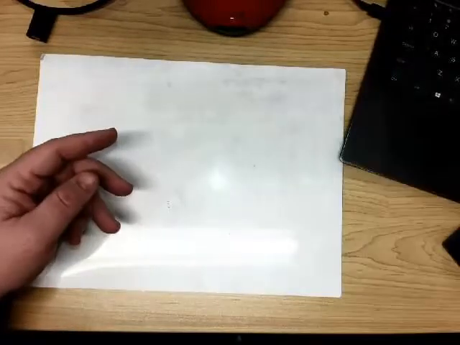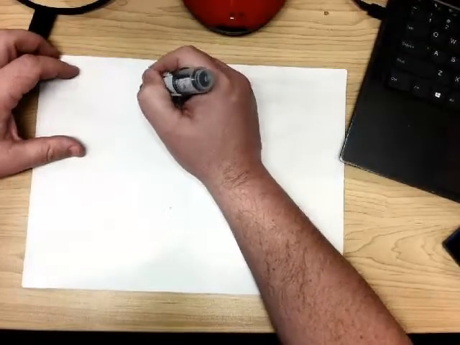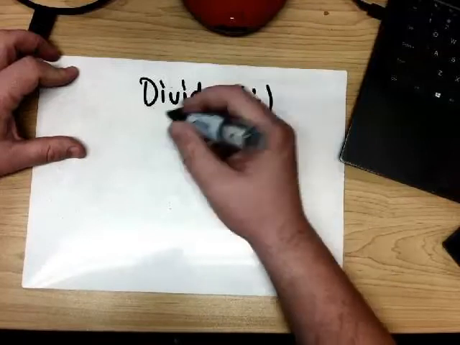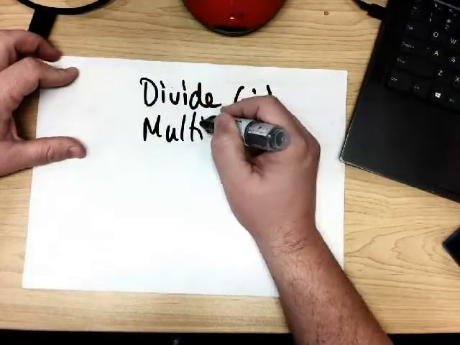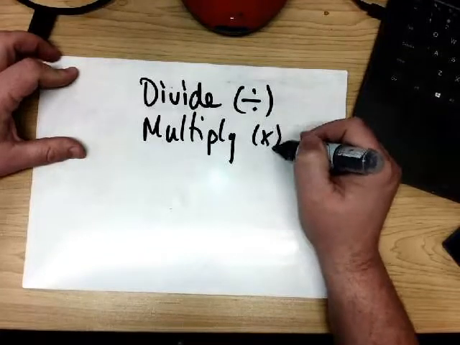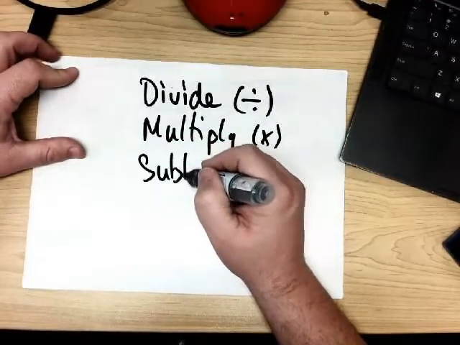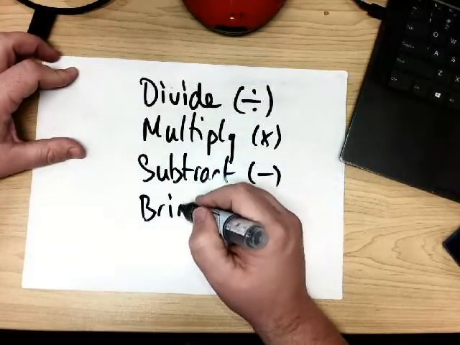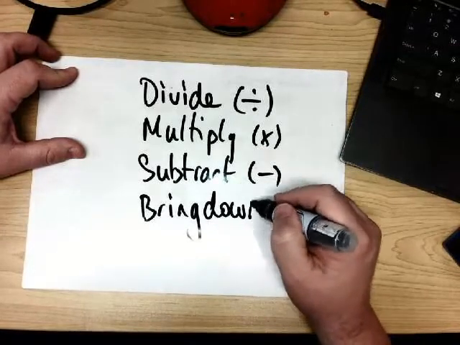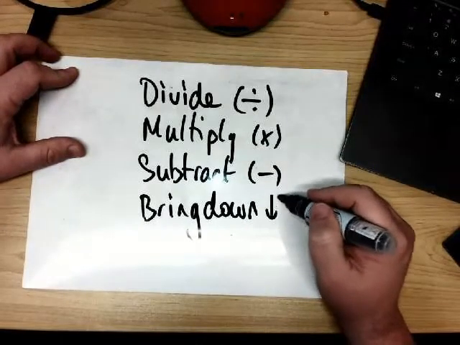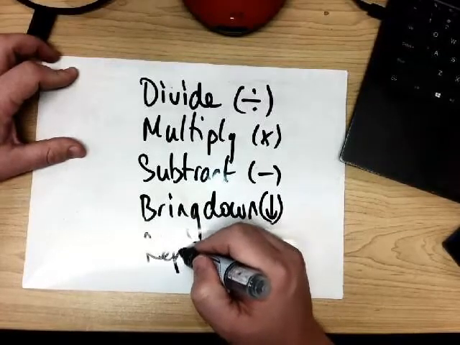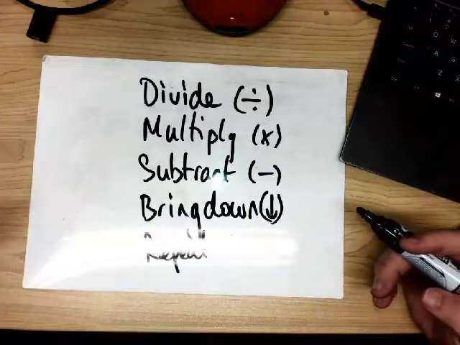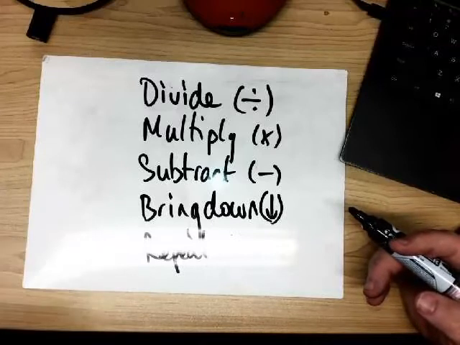And again, that process is divide, multiply, subtract, bring down, and repeat. And as a student said today in class, does Macca's sell burgers regularly? That's how she remembers it.